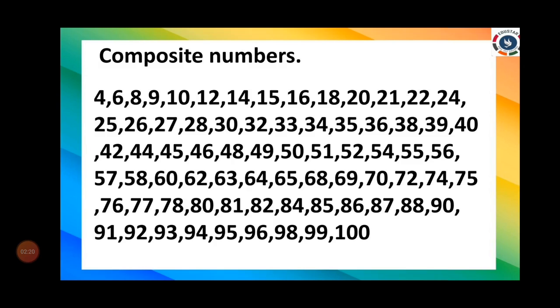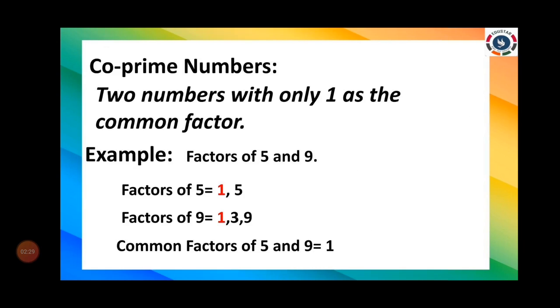And composite numbers are the ones where we cancelled the even numbers and multiples of 3. Those are all composite numbers. And then co-prime numbers: two numbers with only 1 as a common factor. Here the factors of 5 and 9 are given. The factors of 5 are 1 and 5, and the factors of 9 are 1, 3, 9. So which is common here? Only the number 1 is the common factor. So that is called co-prime. So 5 and 9 are co-prime numbers.